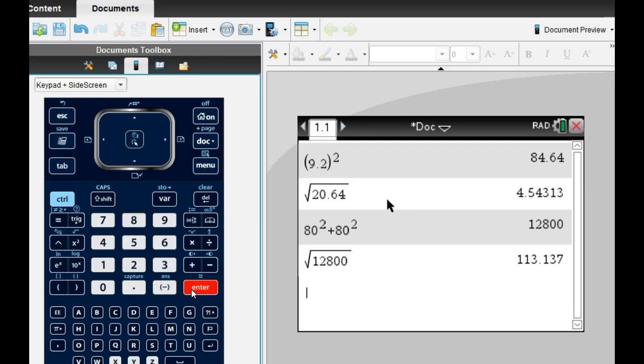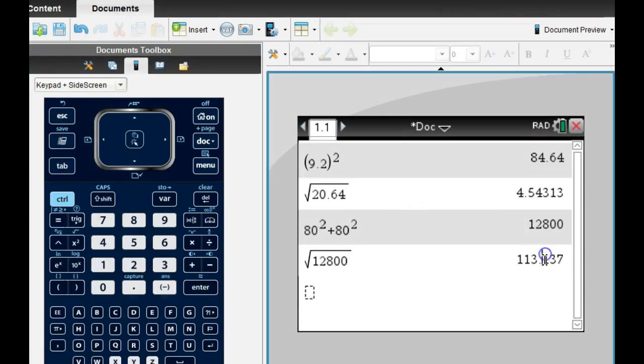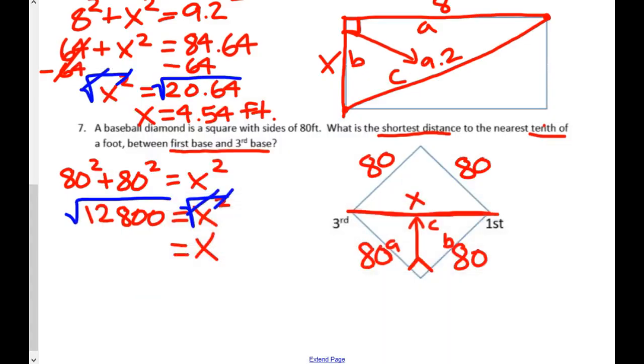113.137. Now this said to round to the nearest tenth. Y'all know the tenths place is right here. This first number is 1. So you look at the next number, 3. 3 is below 5, so it's going to make sure the 1 stays exactly the same. So 113.1. And what are my units of measure? We're talking about feet again.